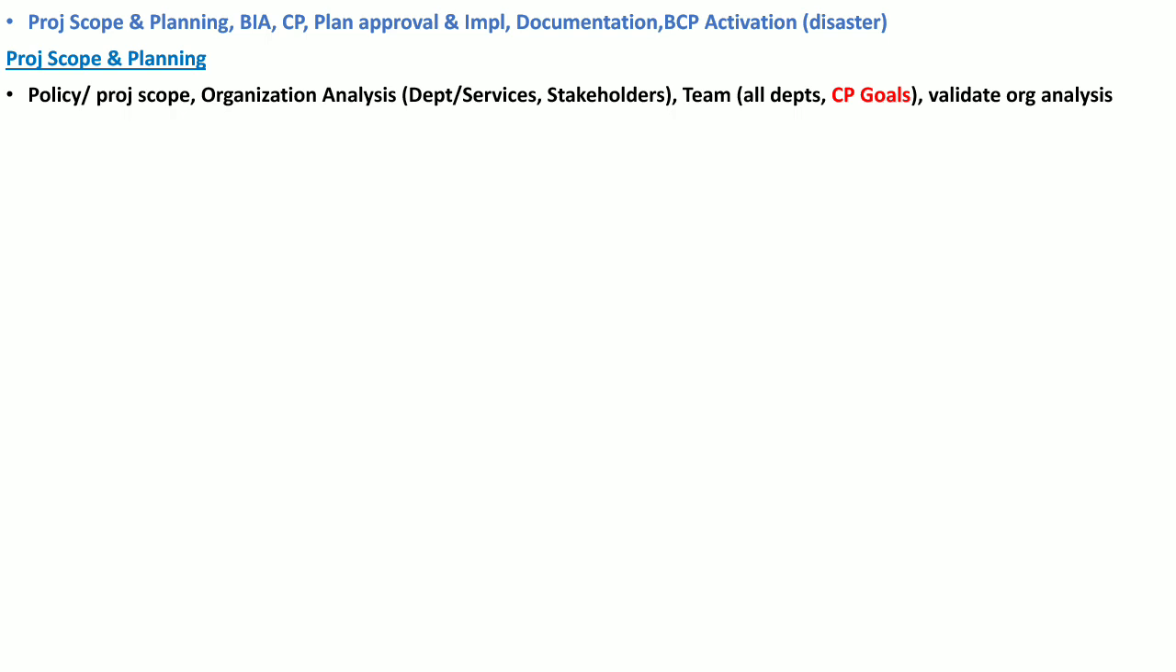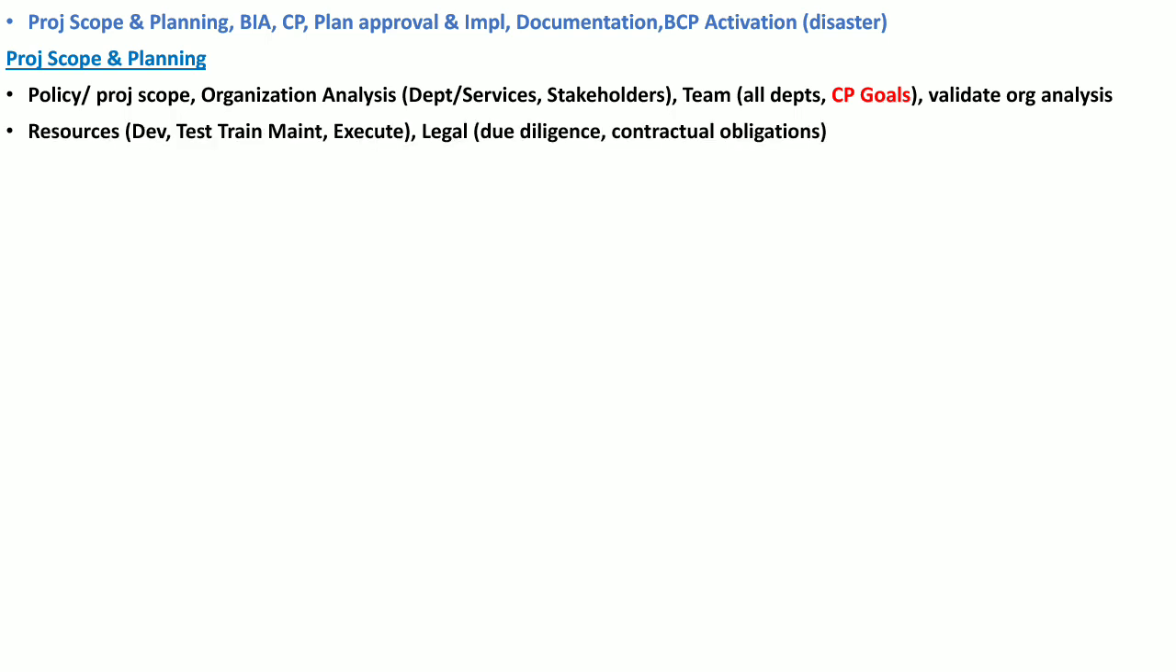This BCP team then validates the earlier organization analysis which was carried out by the initial team. Then this BCP team identifies all the resource requirements for development, testing, maintenance, training and execution of this BCP. And it also identifies any legal obligations that are part of due diligence or maybe part of your contractual obligations to any customer of your organization.